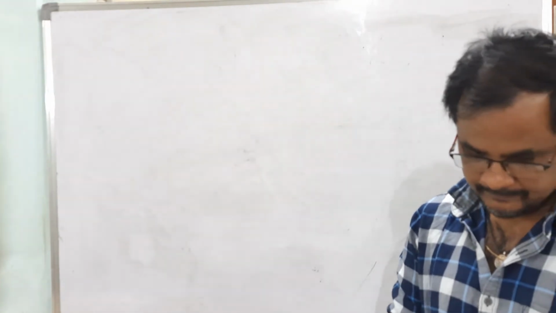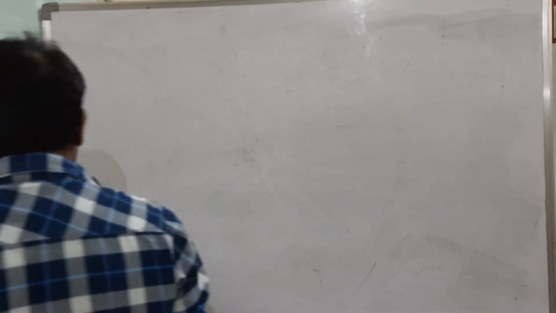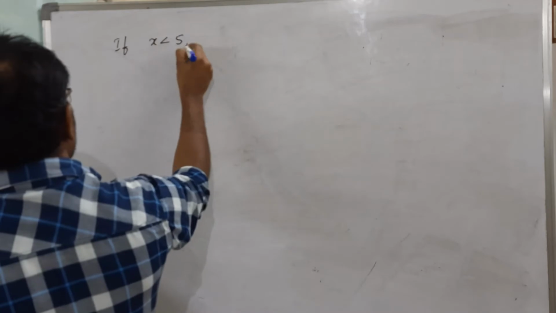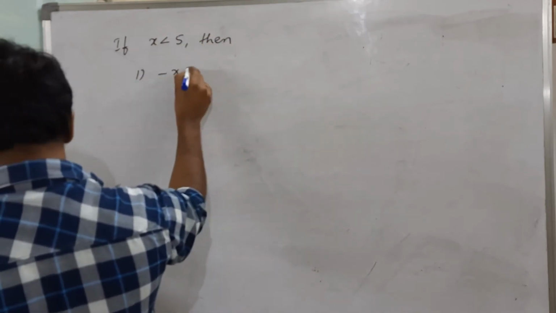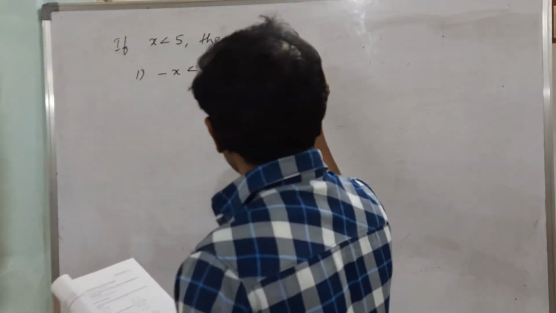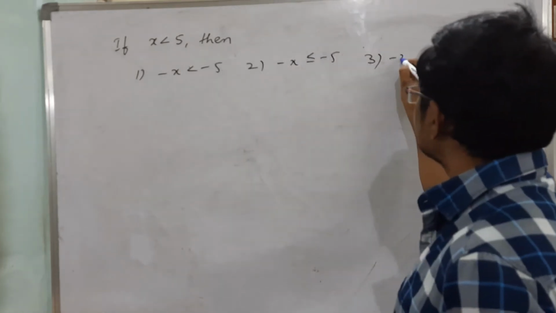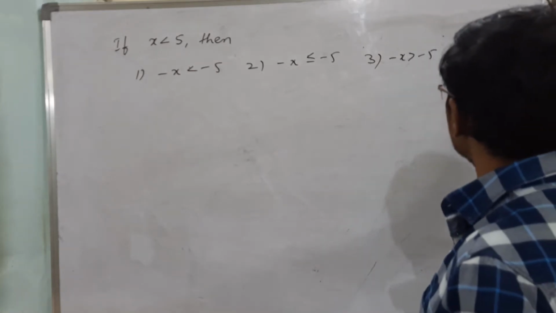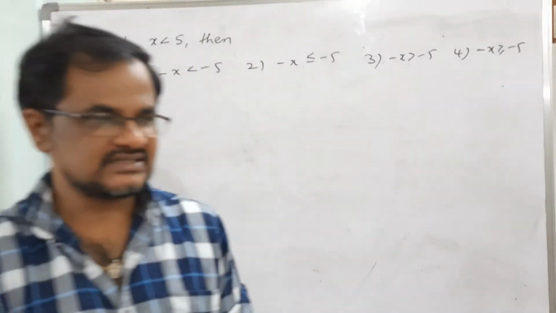Okay. First one. If x less than 5, then first option minus x less than minus 5. Second one minus x less than or equal to minus 5. And third one minus x greater than minus 5. Fourth option is minus x greater than or equal to minus 5. So according to option we have to simplify this one.